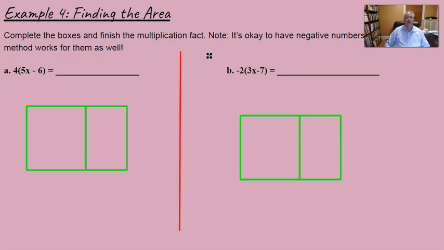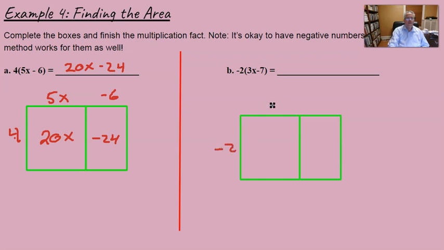Okay, let's do a couple more examples. We have 4 times the quantity 5x minus 6. So I'm going to put a 4 here, and a 5x minus 6 there. So, okay, let's find the area the other way. 4 times 5x is 20x. 4 times -6 is -24. So this is equal to 20x minus 24.